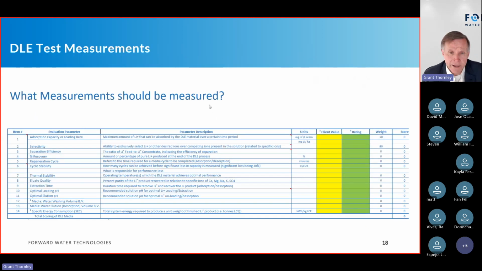Just getting into the end, just to finish up. So what are the measurements? I've really spent a lot of time on that test plan, setting it up, the operations, the variables. This is now straightforward. Here's the type of measurements that I'm going to ask the DLE media provider to supply to me. I want to know what my absorption capacity is. I want to know what my selectivity is with respect to my eluent.